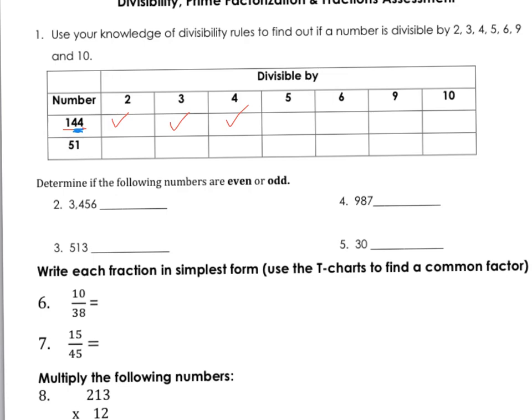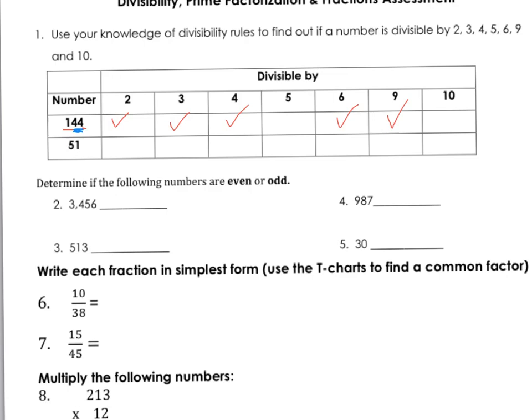Okay, for 5, is the last digit a 5 or a 0? No, it's not. For 6, did you mark 2 and 3? Then you mark 6. If one of those was missing, then you wouldn't mark it. Okay, for 9, let's add up those digits again. 1 plus 4 plus 4 was 9. Is 9 divisible by 9? Yep, so 144 is. And for 10, is the last digit a 0? No, it's not, so 10 won't work.